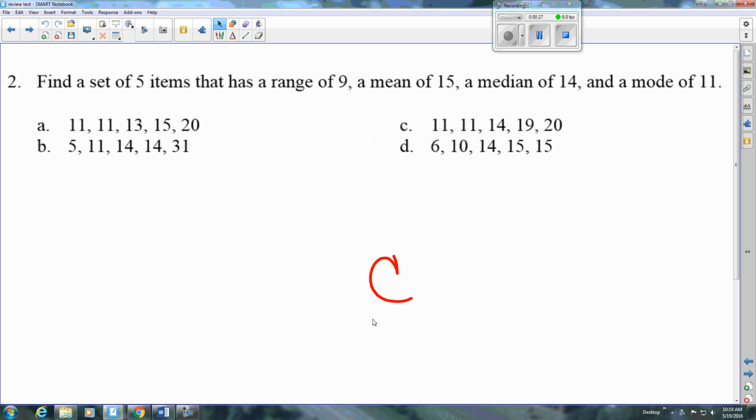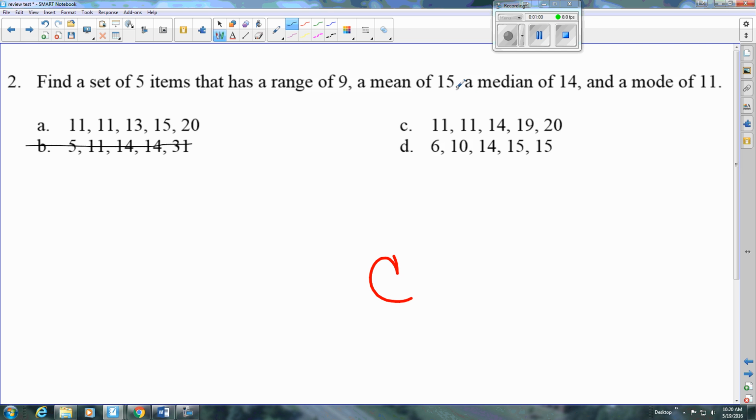Next question, find a set of 5 items that has a range of 9, a mean of 15, a median of 14, and a mode of 11. All right, so we start with the range. A works because 20 minus 11 is 9. B does not work because 15 minus 5 does not work. This one works because 20 minus 11 is 9, and 15 minus 6 is 9. So we got the range part done.